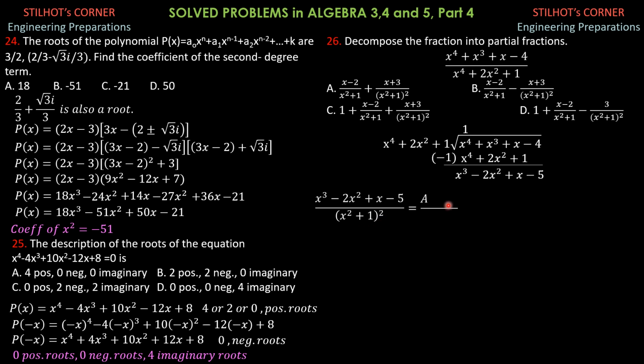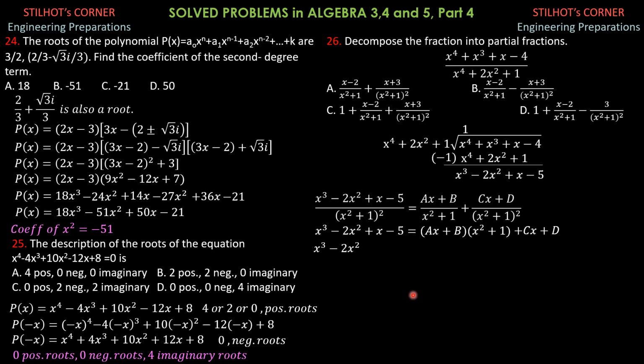So this is ax plus b over x squared plus 1, repeated quadratic factor, then plus cx plus d all over x squared plus 1 quantity squared. Multiply both sides by the LCD, which is quantity x squared plus 1 squared. Then we have x cubed minus 2x squared plus x minus 5 equals ax plus b quantity times x squared plus 1 plus cx plus d. Expand the right side. So we have ax cubed plus ax plus bx squared plus b plus cx plus d.